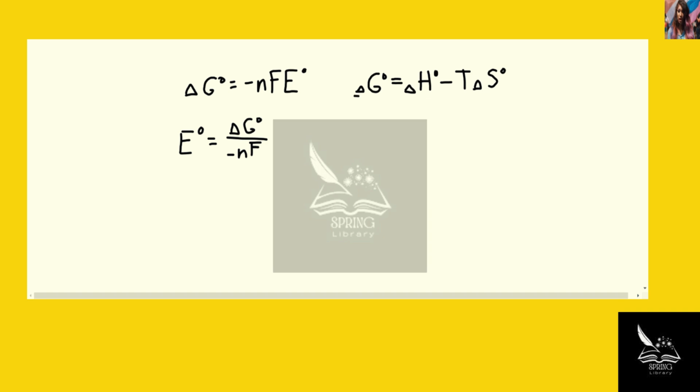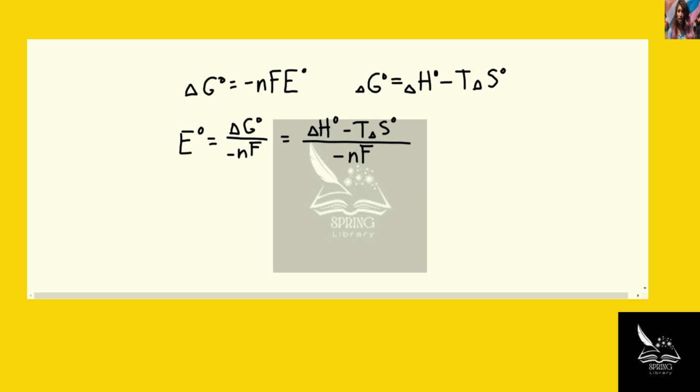Now we see that the second equation gives us an expression for delta G at standard conditions that we can substitute into the numerator of that rearranged expression from the first equation. When we substitute that in, the numerator now becomes delta H at standard conditions minus T delta S at standard conditions, divided by negative nF.